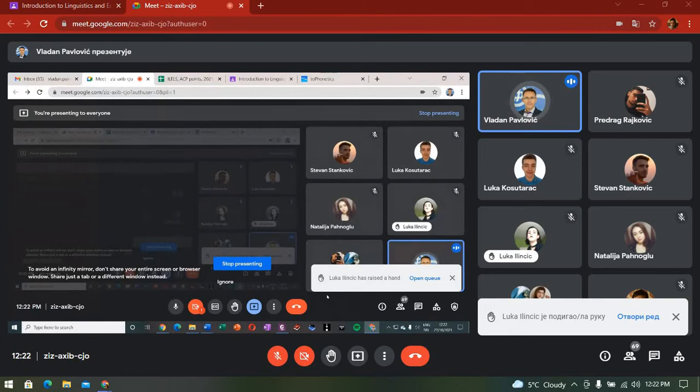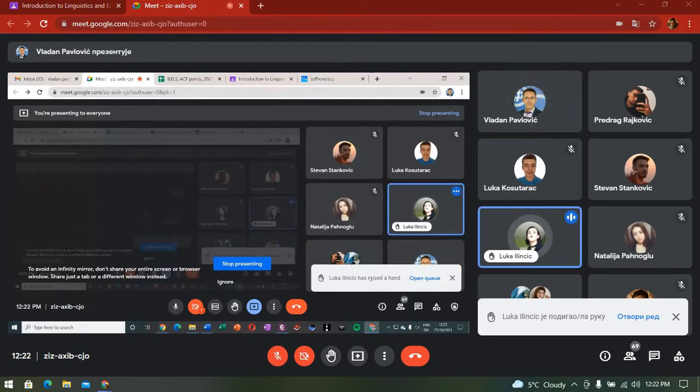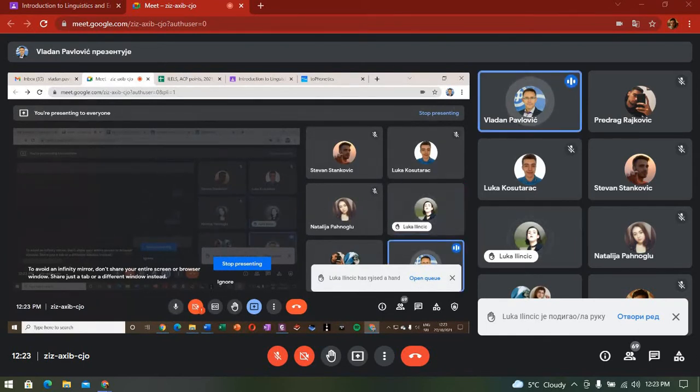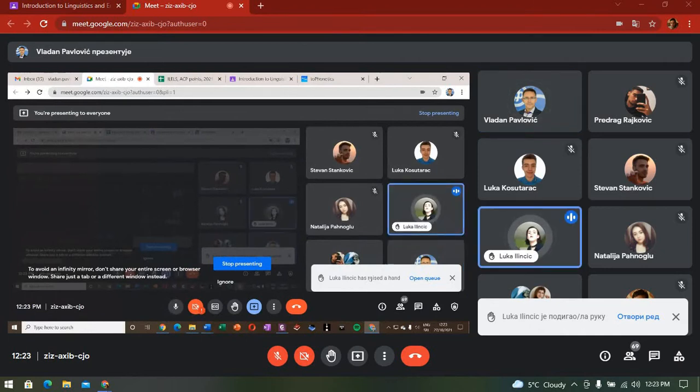Okay, and then we went through some pairs and also groups of voiced as opposed to voiceless consonants. Luca, did you want to tell us something? Yes, I want to add that there are also other muscles that can be used to create sounds, such as the false vocal cords, for example.